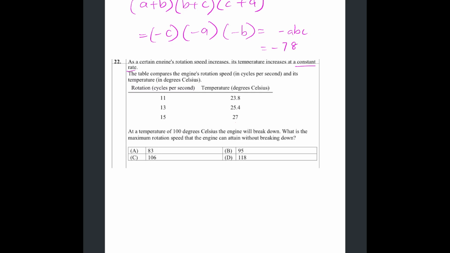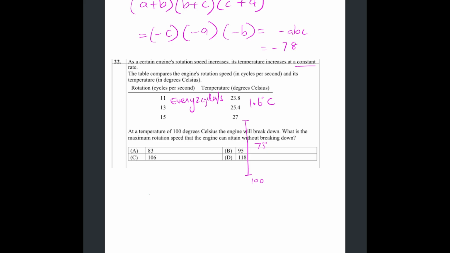What is the maximum rotation speed that the engine can attain without breaking down, right? Okay, so this can keep increasing, right? So for every 2 cycles per second, the temperature is increasing by 1.6 degrees Celsius, right? So how many more degrees does it have to increase to become 100? 100 minus 27, so 73 degrees.